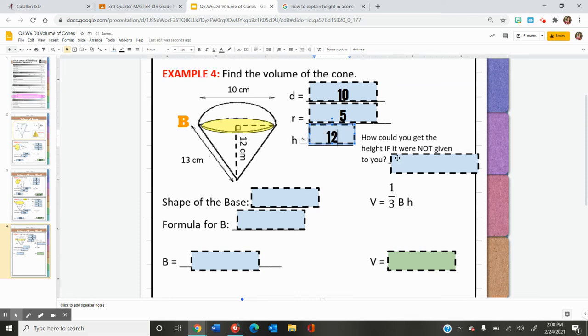Now, this question says, how could you get the height if it were not given to you? So, for example, maybe they gave you your diameter and they gave you your slant height. Remember, you can always use the Pythagorean theorem to find that missing leg.